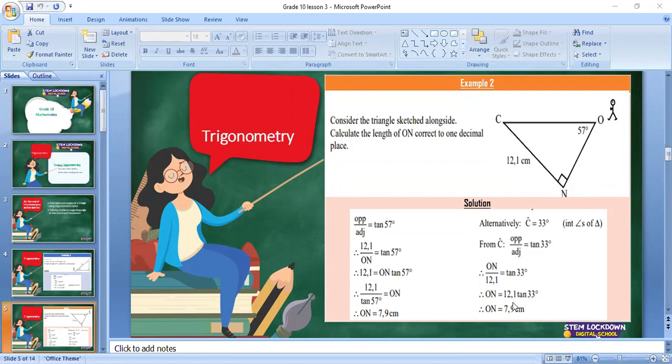And then we do the same thing, we cross multiply. So cross multiplying, ON times 1 gives you ON, then 12,1 tan 33 gives you 12,1 tan 33. Then you can punch this in your calculator, 12,1 tan 33. Punch it as it is. Then we come to this answer, in one decimal place. I hope you understand that. So now let's go to the next example, maybe you will understand better.